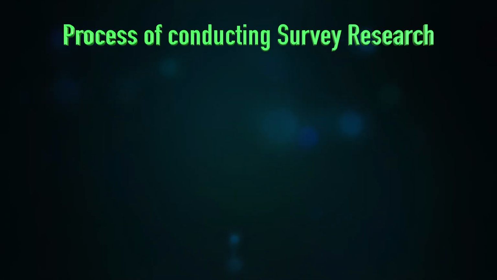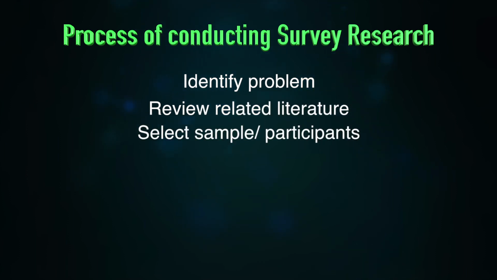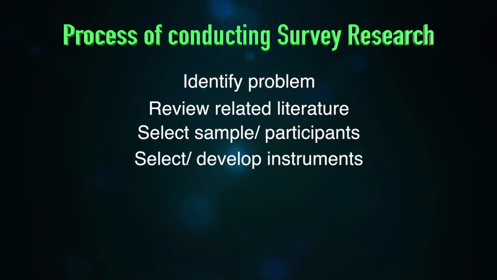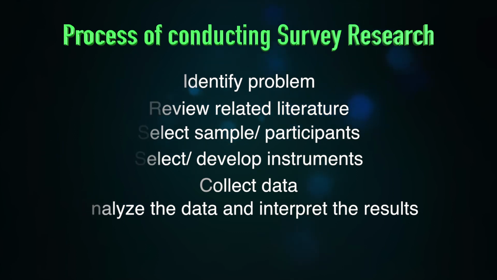So in a nutshell, the process of conducting survey research follows these six steps: identification of the problem, reviewing the related literature, selecting the sample from the population and developing the questionnaire for use in the study, collection of data and analysis of data, and interpretation of the findings, and ultimately you can prepare a survey report.